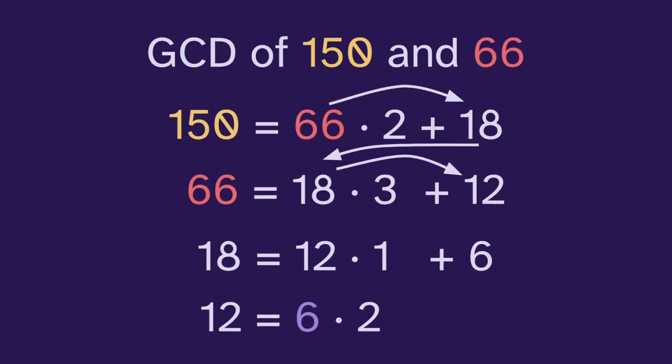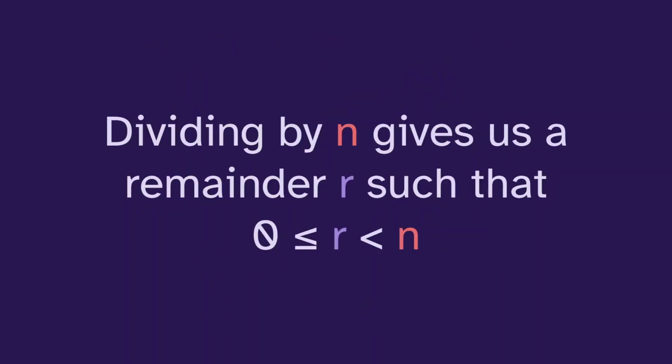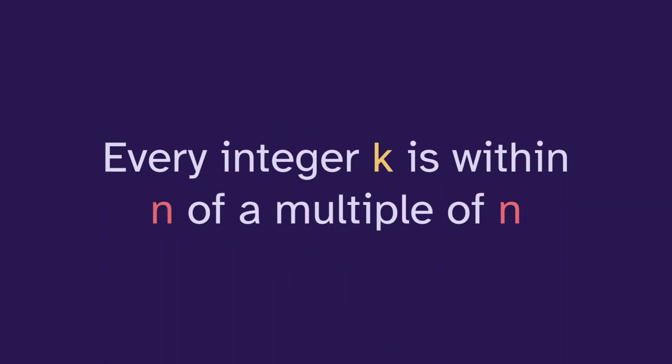And this is because in the natural numbers, dividing by n gives us a remainder r, such that r is non-negative but less than n. So we have a sequence of decreasing non-negative integers, which means we'll eventually get to 0. And so I like to think about this as every integer k is within n of a multiple of n. So dividing by n gives us a remainder that's less than n.